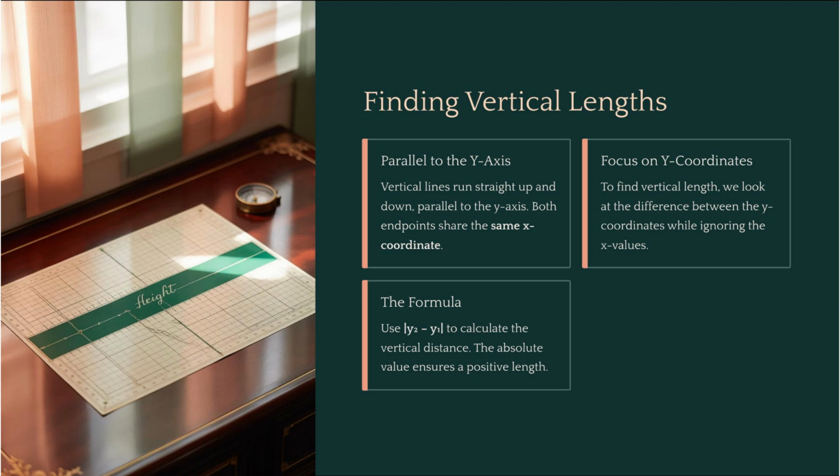Vertical lines run straight up and down, parallel to the y-axis. Here, the x-coordinate stays the same. To find the length, we look at the difference between the y-coordinates. The formula is the absolute value of y2 minus y1. This works even when we deal with negative numbers in the lower quadrants.